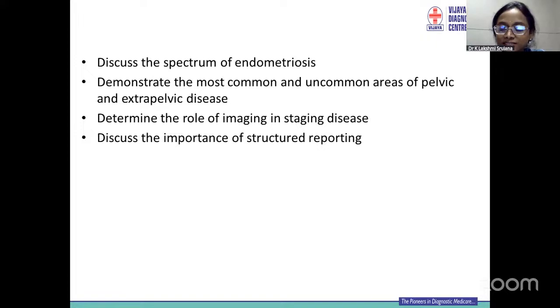Today, I'll be discussing the spectrum of endometriosis and demonstrate its common and uncommon areas of pelvic and extrapelvic disease, and determine the role of imaging in staging of endometriosis and discuss the importance of structured reporting.